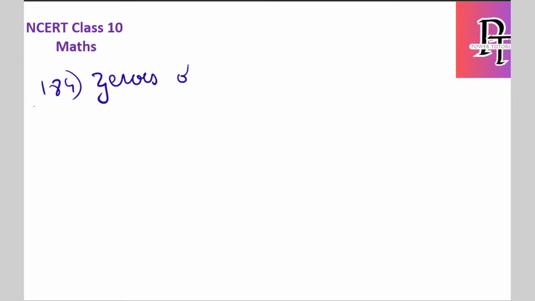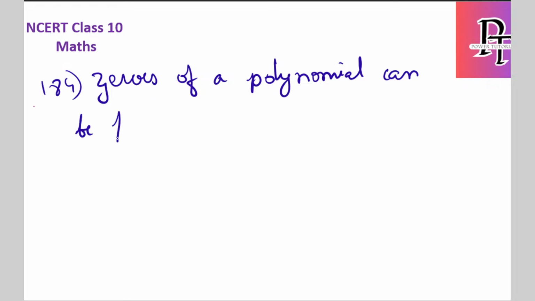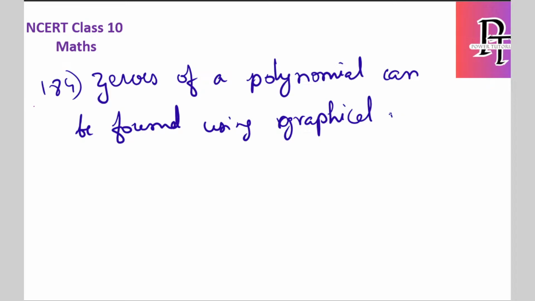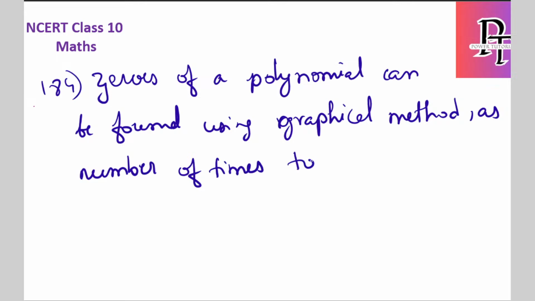Zeros of a polynomial can be found using the graphical method as the number of times touching or intersecting which axis, that is x or y.